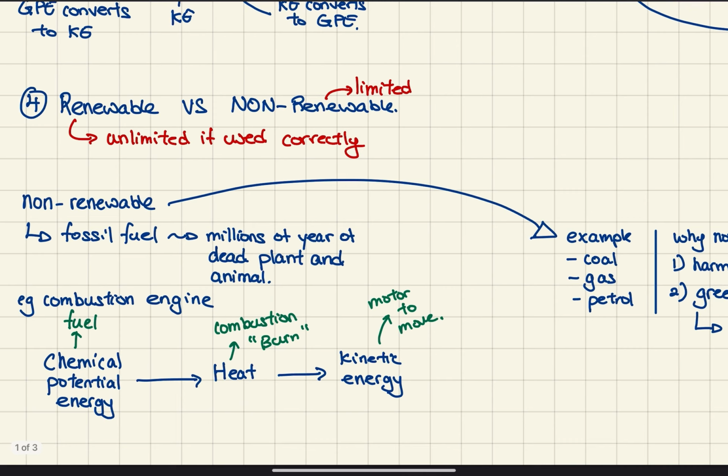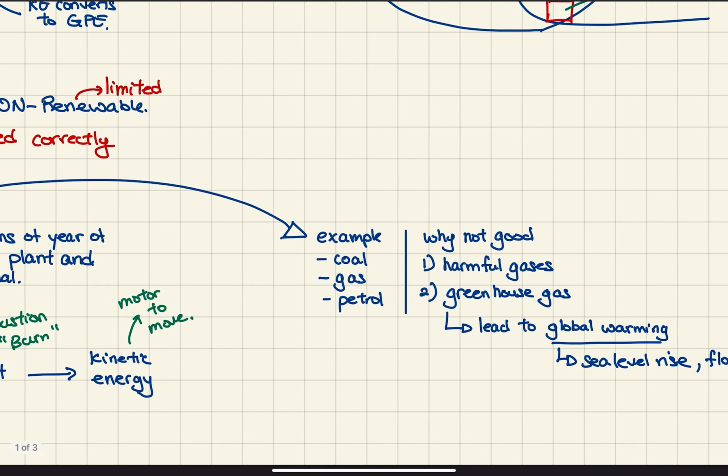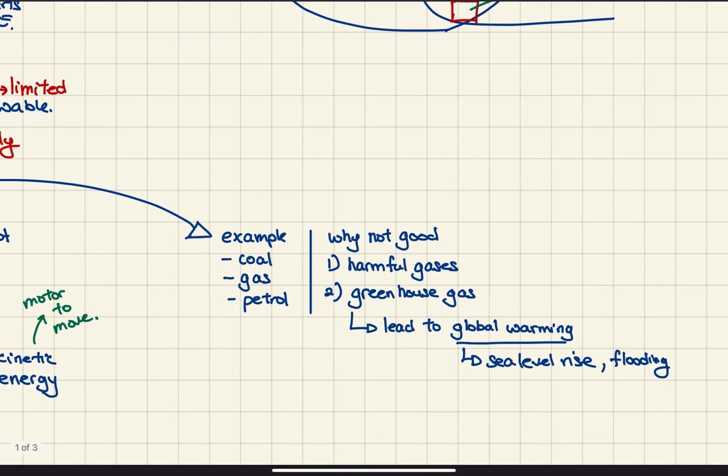Non-renewable energy is actually made of fossil fuel. Fossil fuels come from the decomposition of dead plants and animals millions of years ago, going through high pressure and high temperature to make petroleum, or the crude oil that you see people digging out of oil fields. Examples of such non-renewable energies are coal, which China likes to use a lot, gas and petrol.